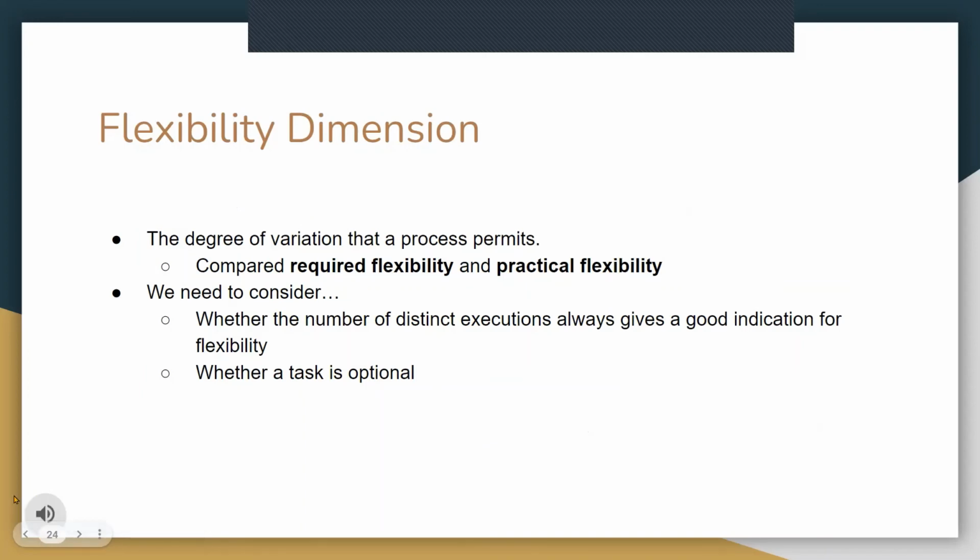We will use the event log to see how much variation the process allows. Companies need to consider required flexibility and actual flexibility. Balancing between the two can cause problems with the performance of the process. Being too flexible makes the process less standard, and vice versa.